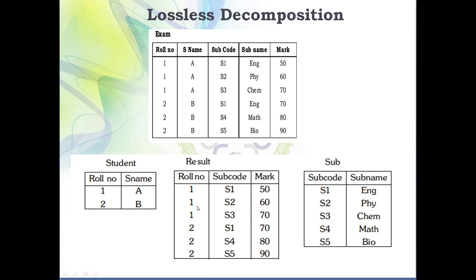Similarly, 1 matches with 1 in the second row. So 1, 1, student name is A, subject code is S2, and marks is 60. Then again, the first row of the first table is compared with the third row of the second table, and 1 matches here. So 1 again, A, S3, and the mark is 70. Then similarly 2 is compared with this, does it match? No. 2 with this, no. 2 with this, yes. So 2 again, student name is B, subject code is S1, and marks are 70.